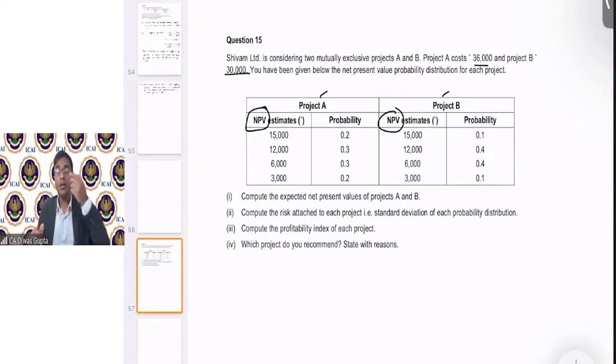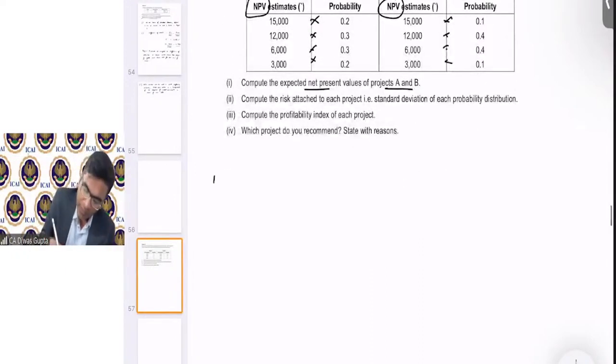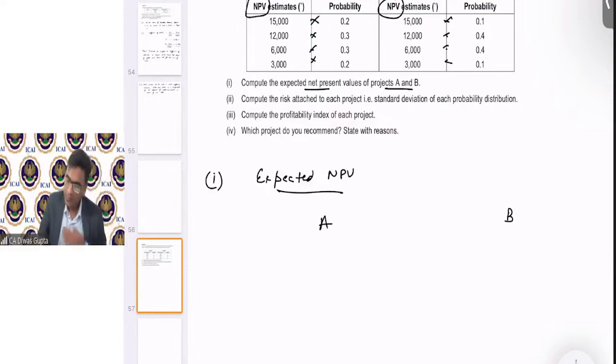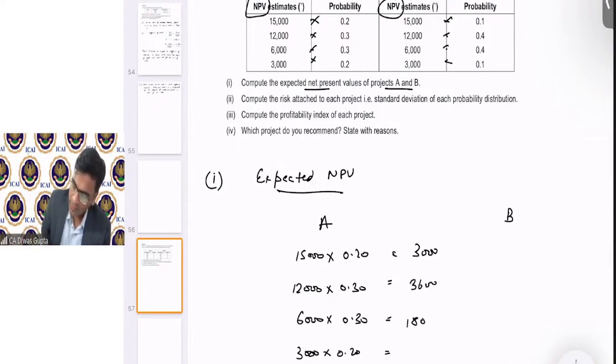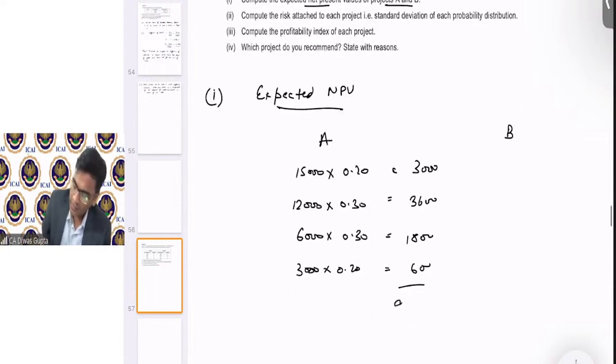See the way questions are changing, because in the previous to previous question, we have been given the cash flow after tax. Now here NPV itself is given. Compute the expected net present value of project A and project B. Simply we can multiply. We will get the expected net present value. Let's do it quickly. Expected NPV of project A: 15,000 into 0.20, 12,000 into 0.30, 6,000 into 0.30, and 3,000 into 0.20. This will be 3,000, 3,600, 1,800, and 600. So the total is 9,000.